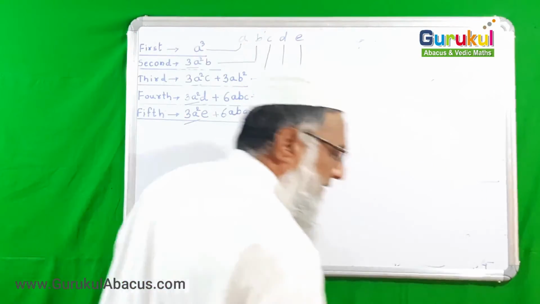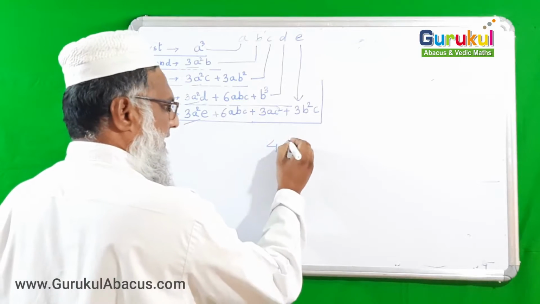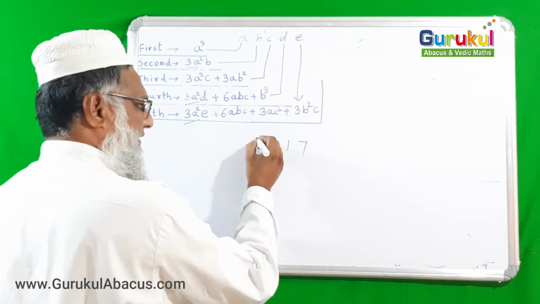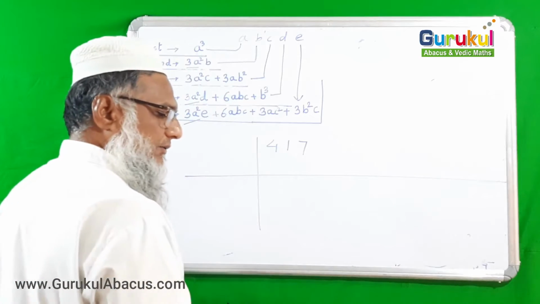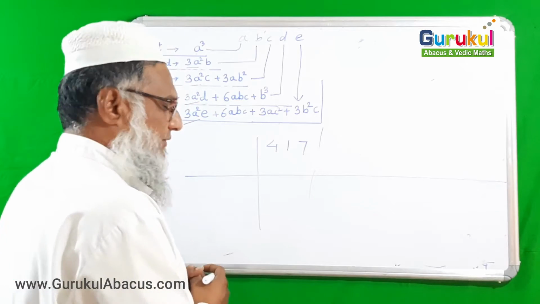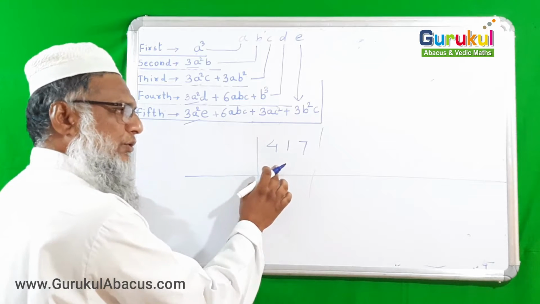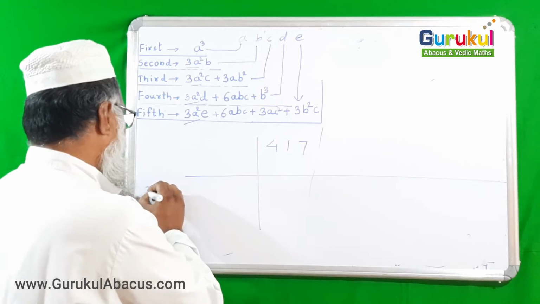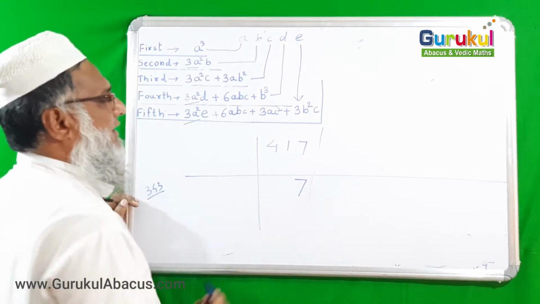Now we are taking 417. Okay, so here one line I want to put, here another one line, and now here a cross line I want to put, and now I want to think which is a cube number near to it. So definitely 343, the cube of 7, is suitable, so 7 I want to write here.